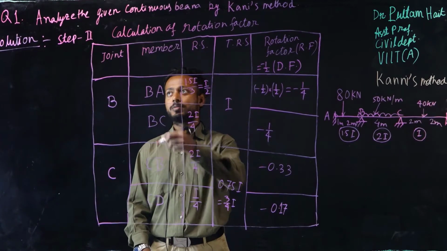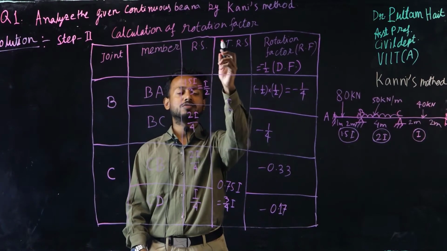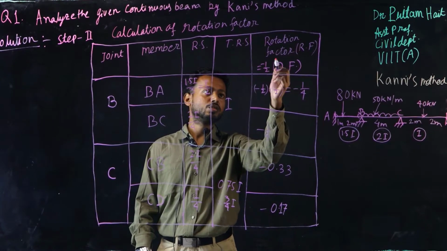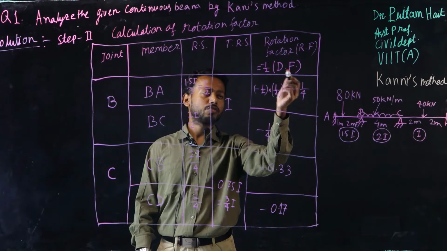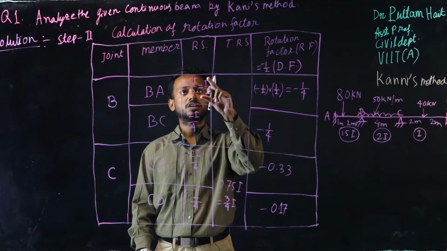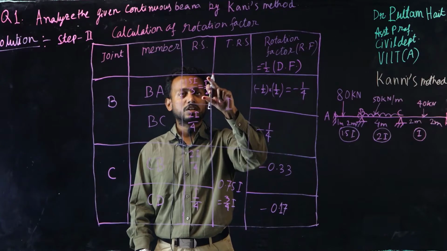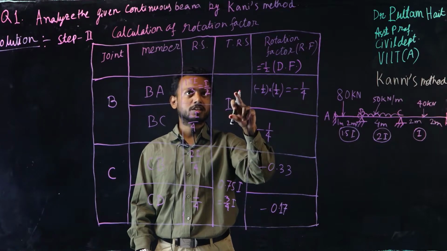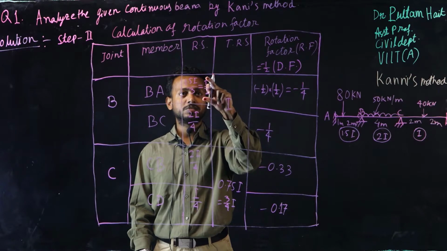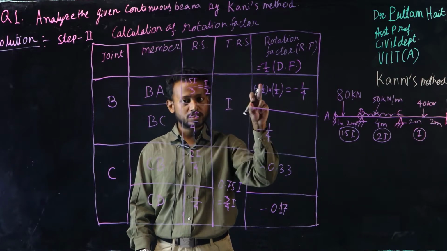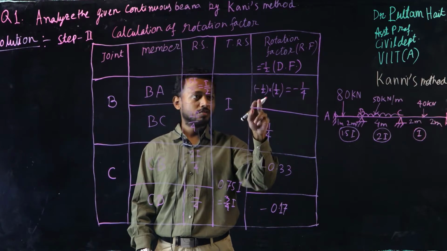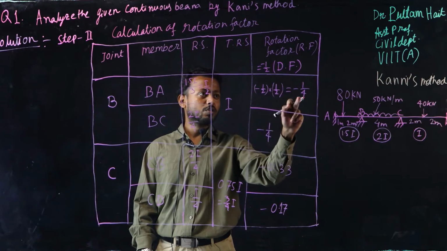So the second step is calculation of rotation factor. You always remember, rotation factor equals minus half into distribution factor. In the last class we learned that distribution factor means relative stiffness divided by total relative stiffness. Once you calculate relative stiffness divided by total relative stiffness, you get the distribution factor. Multiply the distribution factor with minus half, and you will get the rotation factor.